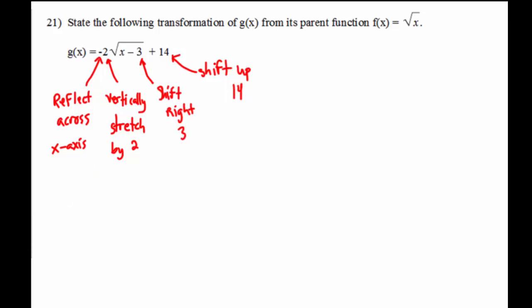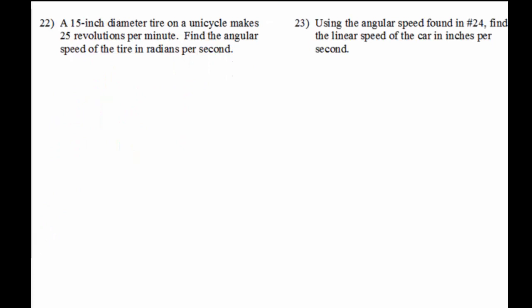That was 21. Let's go to 22. This is from the worksheet we had on linear and angular speed. And so what you need to know to get from 25 revolutions per minute to radians per second is that 1 revolution equals 2 pi radians. Because a circle is 2 pi.